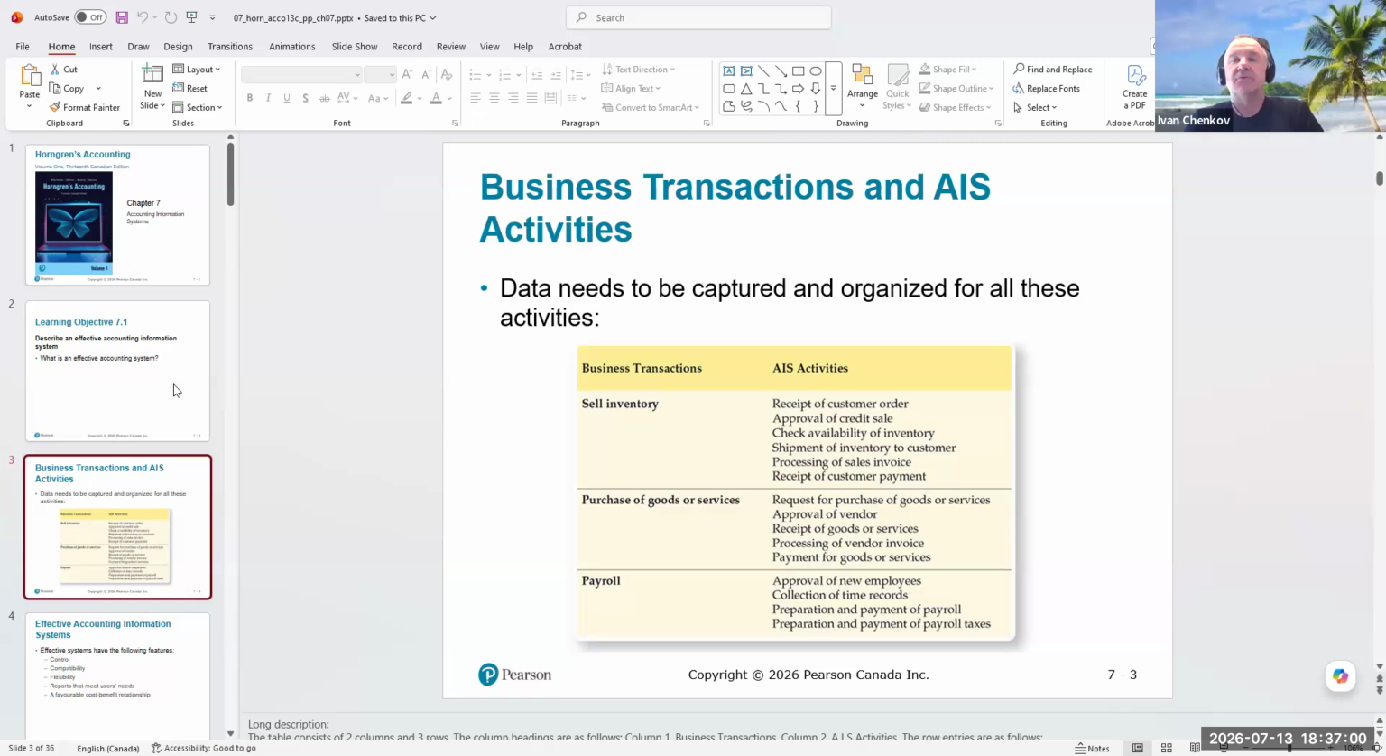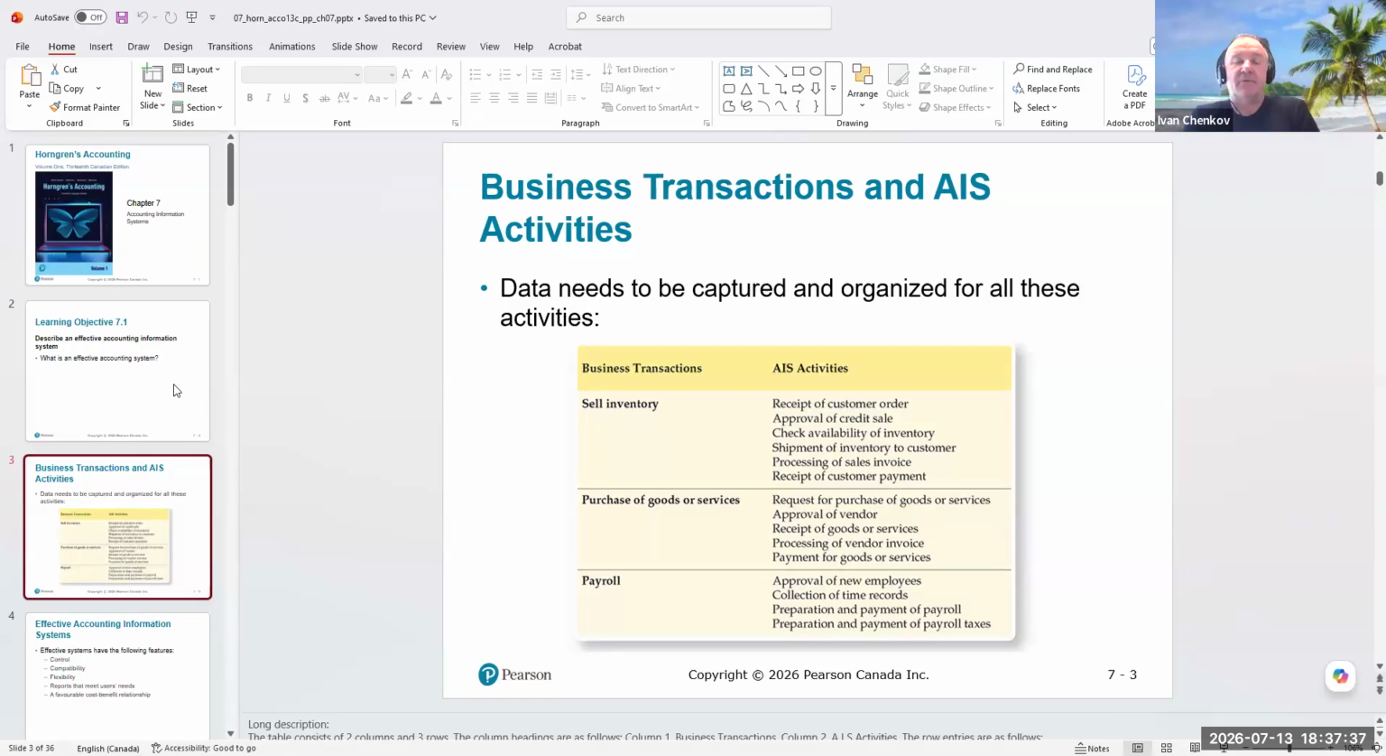Then the next stage will be purchases. Before we sell something, obviously we have to have it, so we have to capture all the information related to the purchases of the goods and the services we sold. So we're going to have requests for the purchase, approval for the vendor, receipt of the goods or services, processing the vendor invoice, and payment for the goods and services. As you're probably guessing, before we choose somebody as a vendor, we have to go through the approval process. So all this information will be placed in one place, and that will be the accounting system.